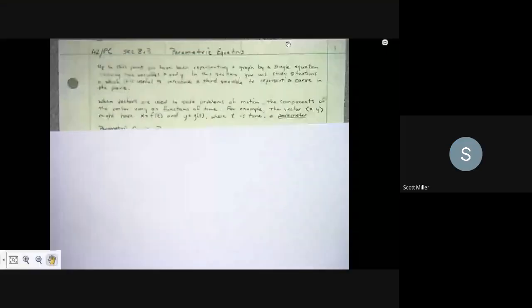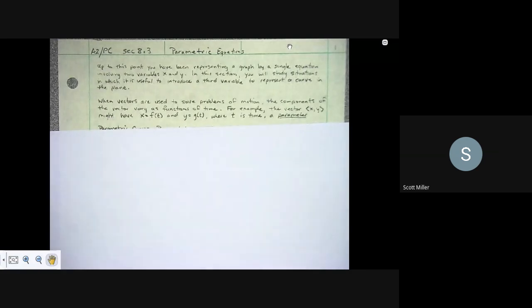All right, so we're going to look at section 8.3, parametric equations. As you can read right here, up to this point, we've been presenting a graph by a single equation involving two variables, x and y. In this section, you're going to study situations in which it's useful to introduce a third variable to represent a curve in a plane.